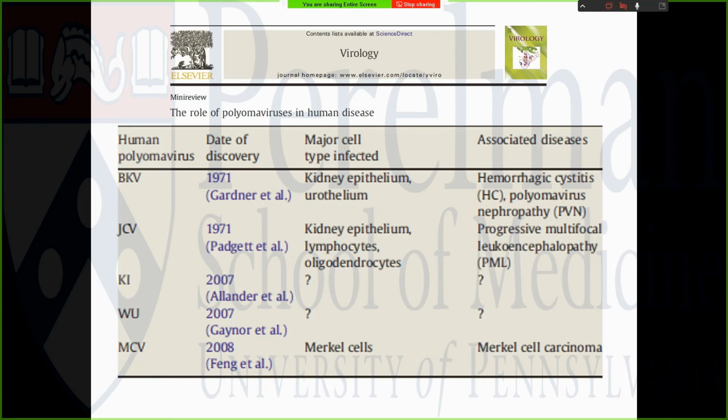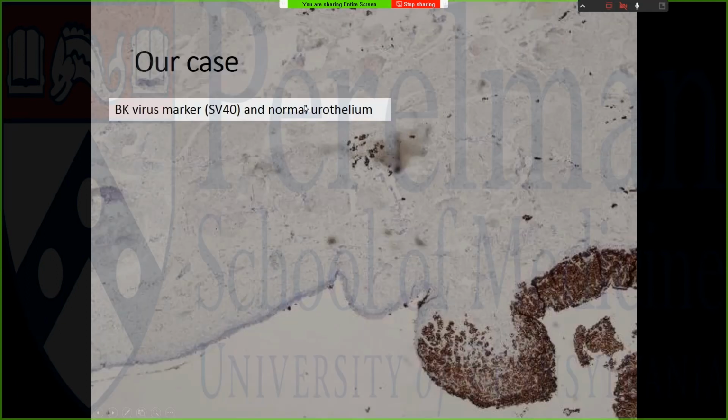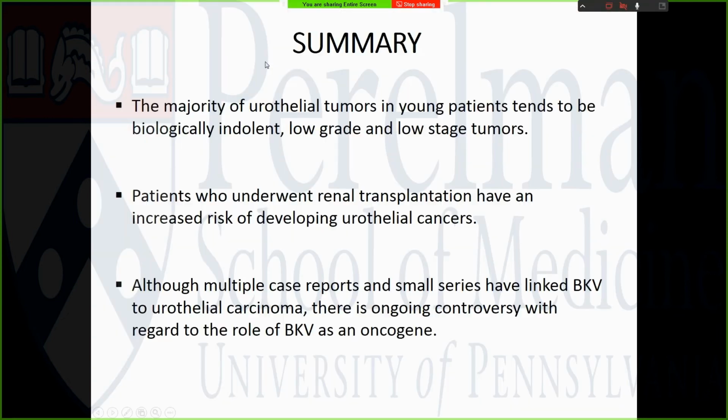That's why we call them decoy cells. Also in the same family, we already have Merkel cell, which has been implicated in Merkel cell carcinoma. And as such, some small case series and case reports have documented, like we did in this case, that the Merkel cell polyomavirus marker surrogate ASB40 was staining only the tumor but not the normal urothelium. However, this by itself does not corroborate the hypothesis that this is related to that.